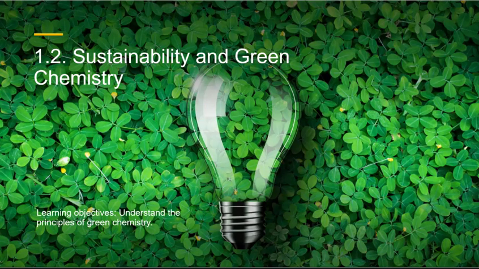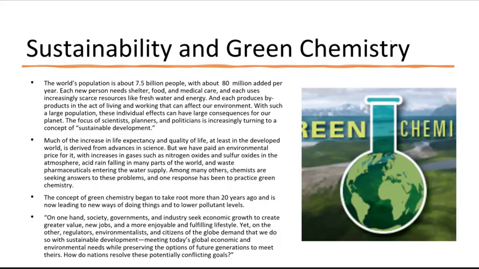This next section is about sustainability in green chemistry. You're going to understand the principles of green chemistry. I realize there is a ton of information on this screen, but let's first look at this first bullet here. The world's population is about 7.5 billion people, with about 80 million added per year. Think about this. Each new person needs shelter, food, medical care, and each uses increasingly scarce resources like fresh water and energy, and each produces byproducts in the act of living and working that can affect our environment. With such a large population, these individual effects can have large consequences for our planet.